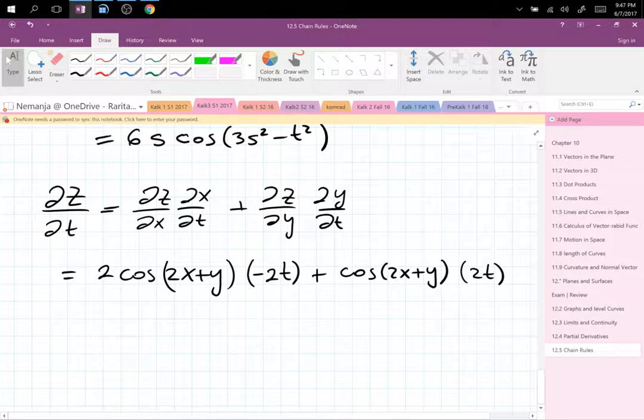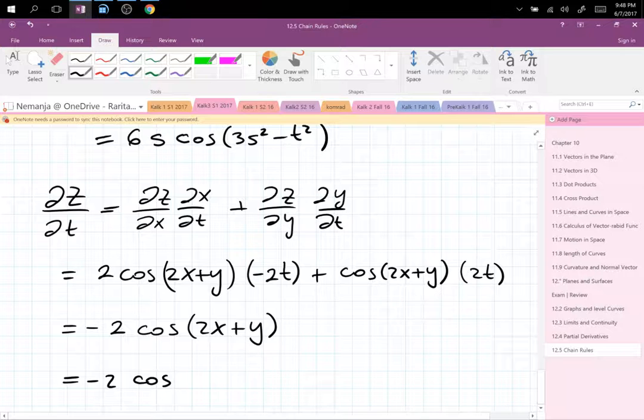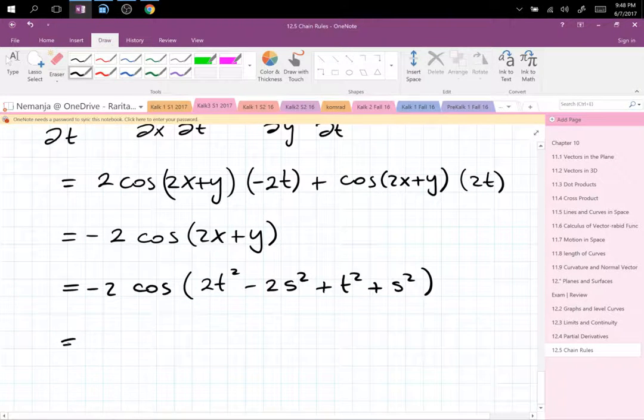So we can actually combine them first. I have negative 4 and then positive 2, so all together is negative 2 cosine of 2x plus y. And we can plug in, so that's going to be 2t squared minus 2s squared plus t squared plus s squared for total of negative 2 cosine 3t squared minus s squared.